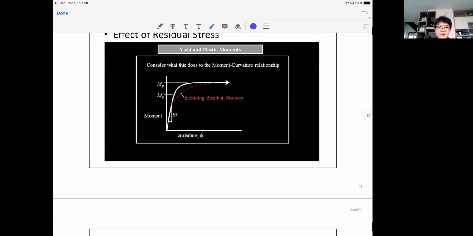Now, we need to have a little bit of a knowledge, because the residual stress is the stress that can reduce the load carrying capacity of your section. But if you get to MP, you know, in the end, we can override the existing residual stress.